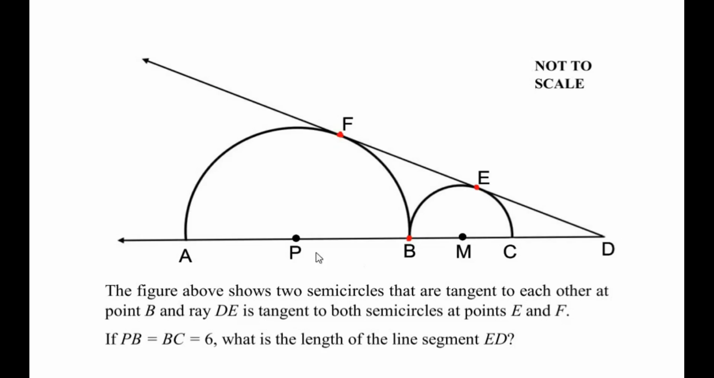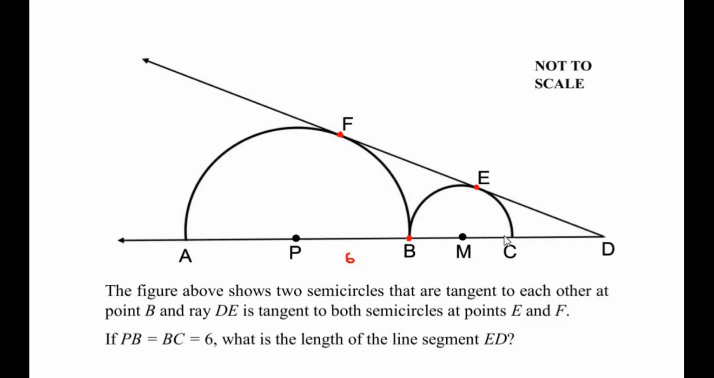Now the next thing they have given is the length of PB. Now P is the center of the big semicircle. So PB is going to be the radius. So the length of the radius is given as 6 units. Similarly, the length of BC is given as 6 units.